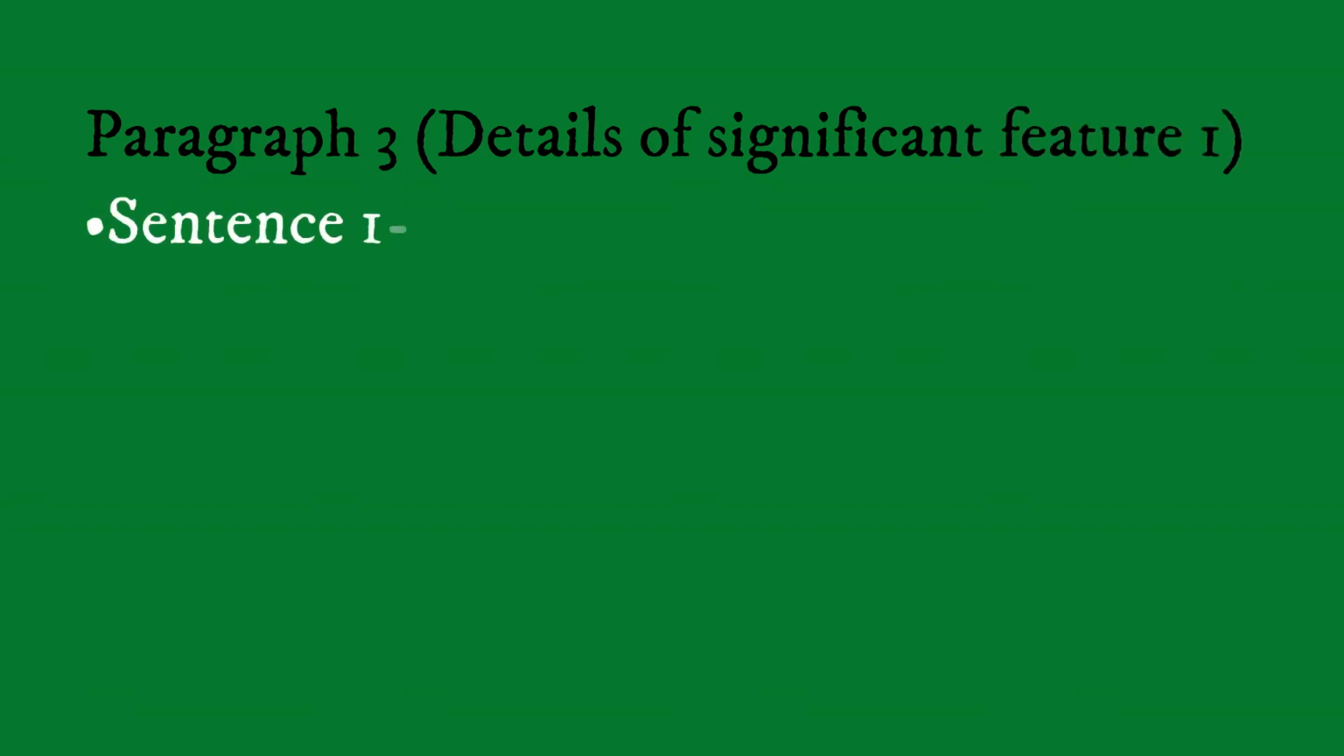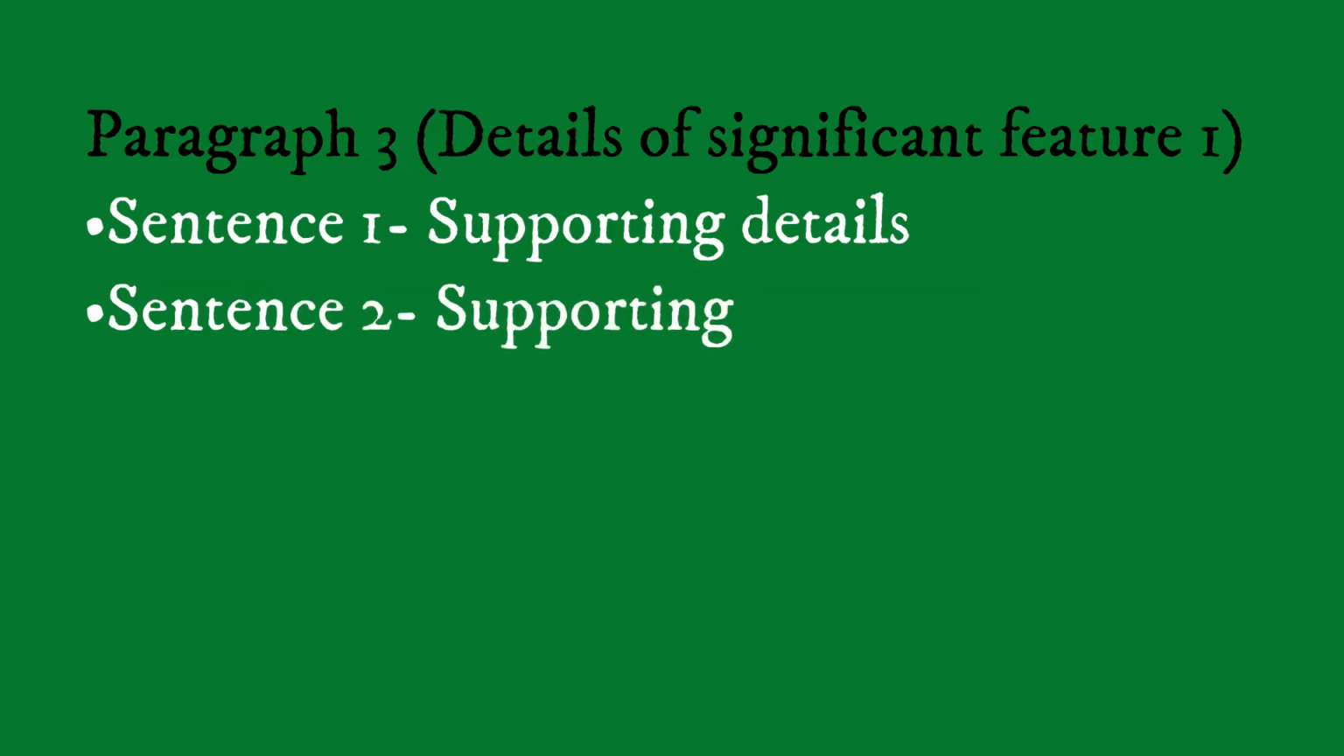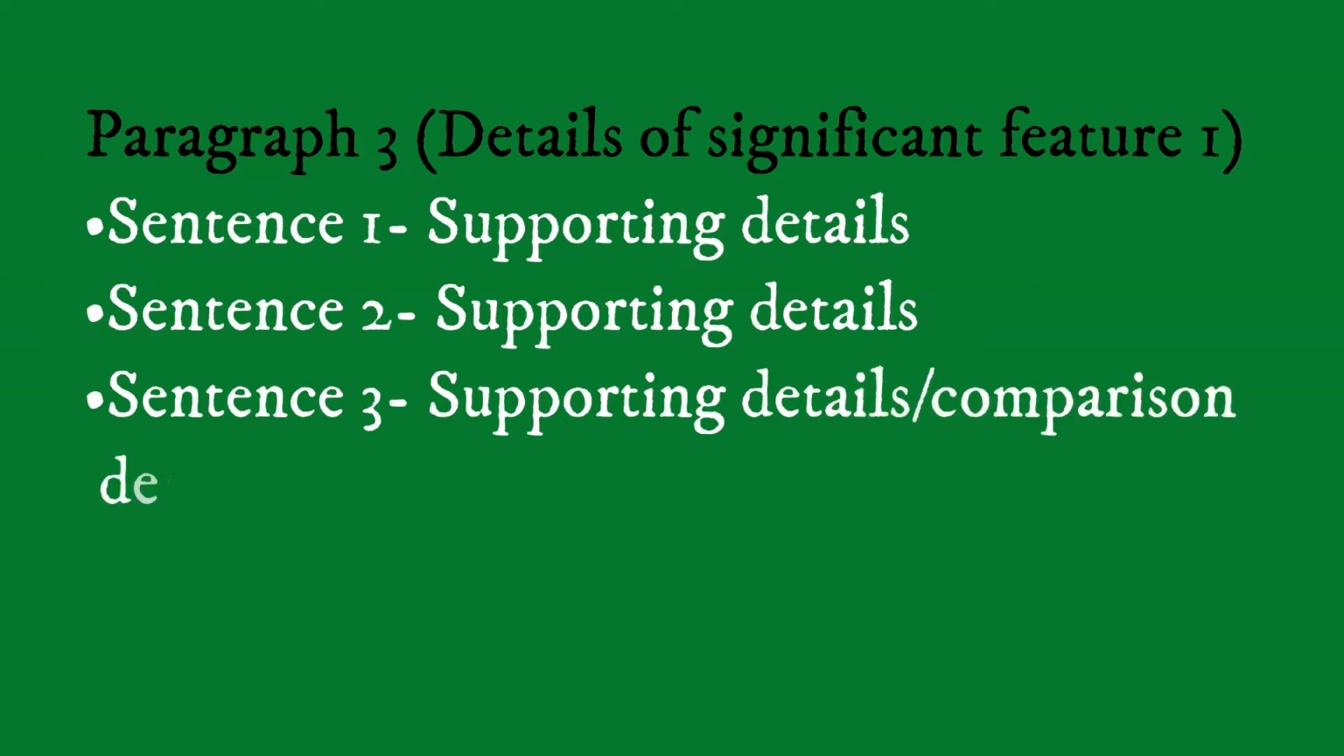In paragraph 3, there should be details of significant feature 1. You don't have to mention all the points. Just pick up 2 or 3 main features and describe them in detail. In sentence 1, there should be supporting details. Sentence 2, also supporting details. Sentence 3, also supporting details and comparison details if appropriate.